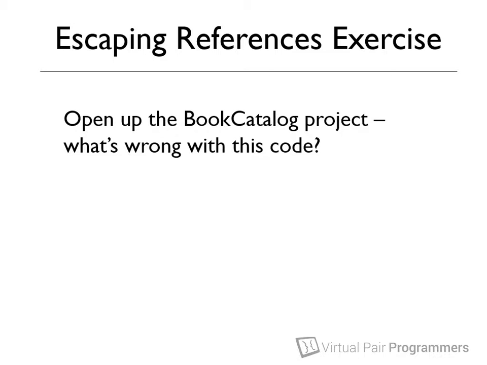So I'd like to finish this chapter by giving you a little exercise to work through. In the starting workspace for this chapter, you'll find a project called Book Catalog, and I'd like you to open up that project in Eclipse, look through the code and work out what's wrong, identify any potential escaping references and find a way to remove the escaping reference. Once again, pause the video now and have a go at that exercise. If you're happy that you understand that, you don't need to watch the remainder of this video.